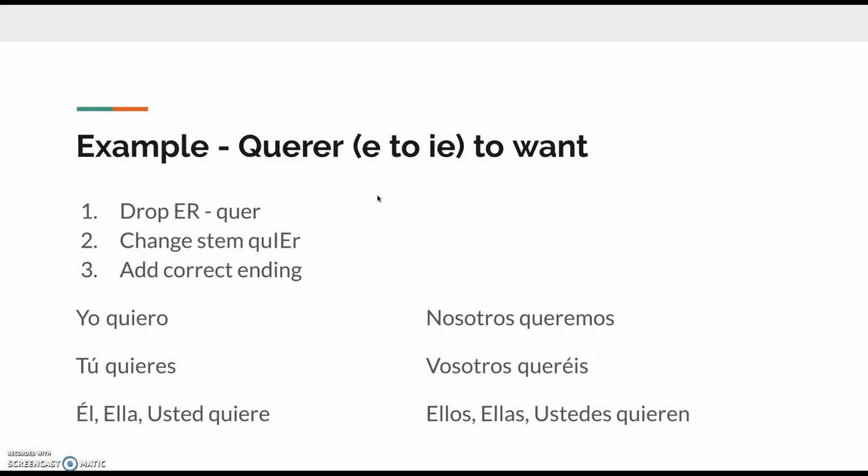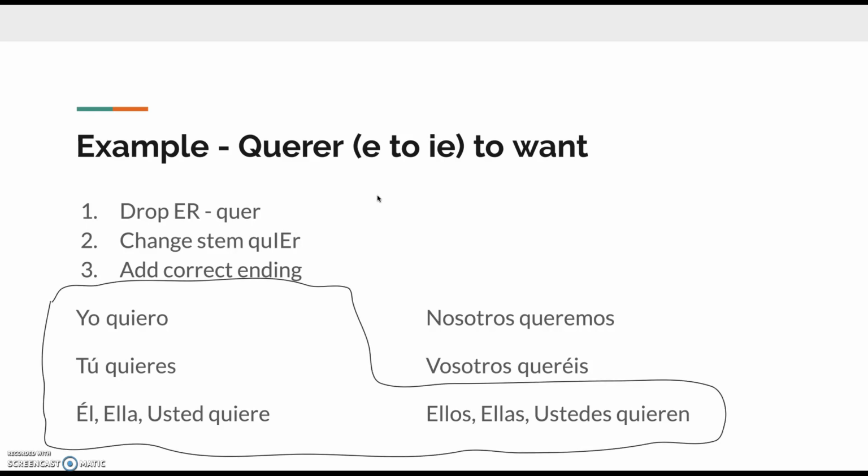So you see, something special happens here. Nosotros and vosotros do not change their stem. They stay the same. If we were to draw a boot shape around the stems that do change, you'll see that nosotros and vosotros are left outside. So stem-changing verbs are also sometimes called boot verbs.